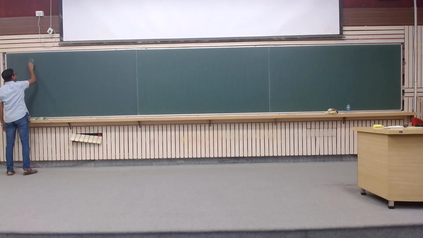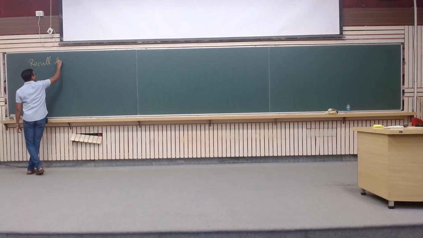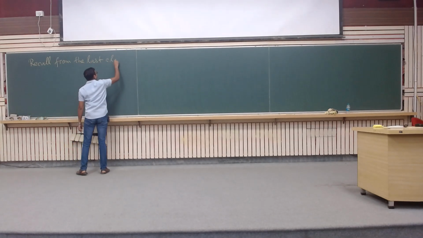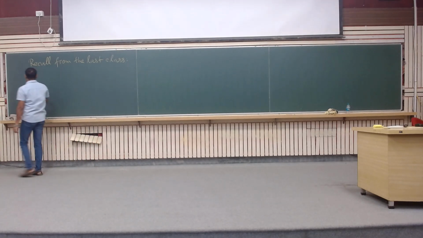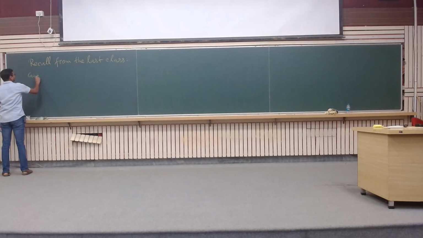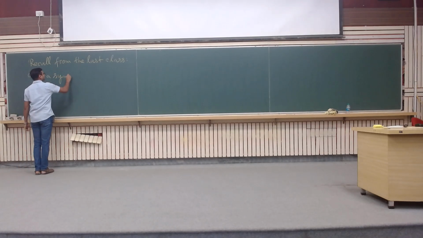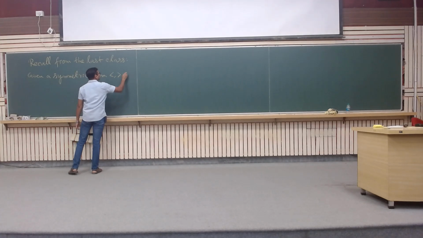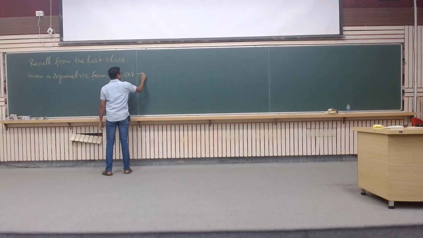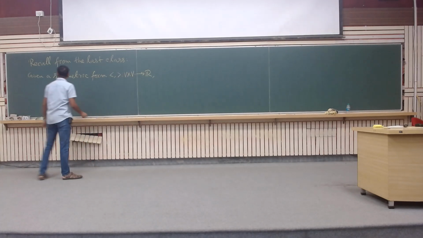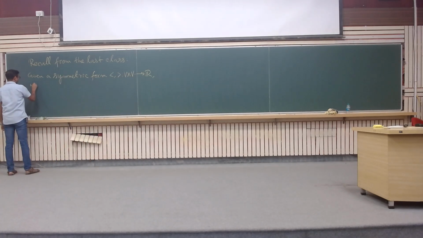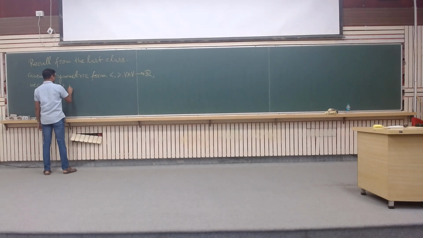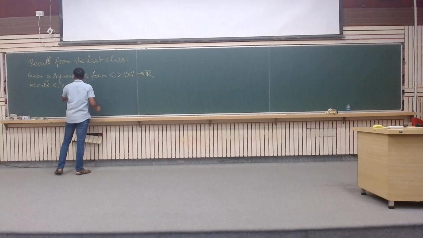Let's recall from the last class that given a symmetric form on some vector space, a real vector space say, we call this form positive. Well, let's note it down here.